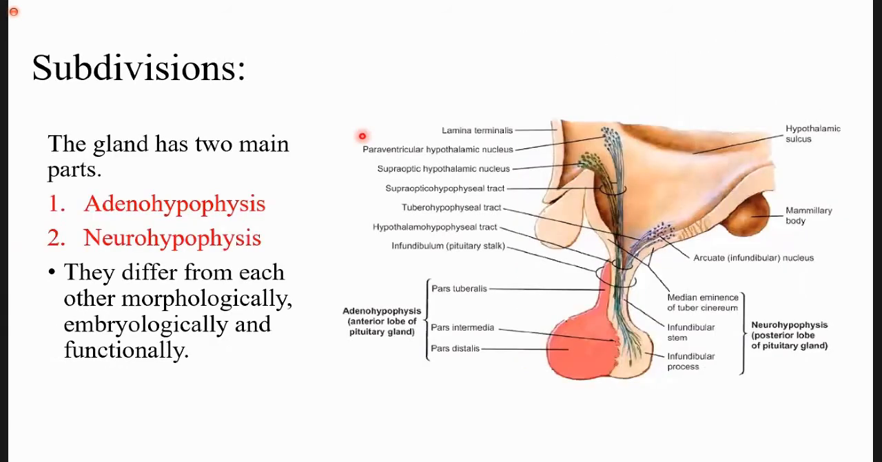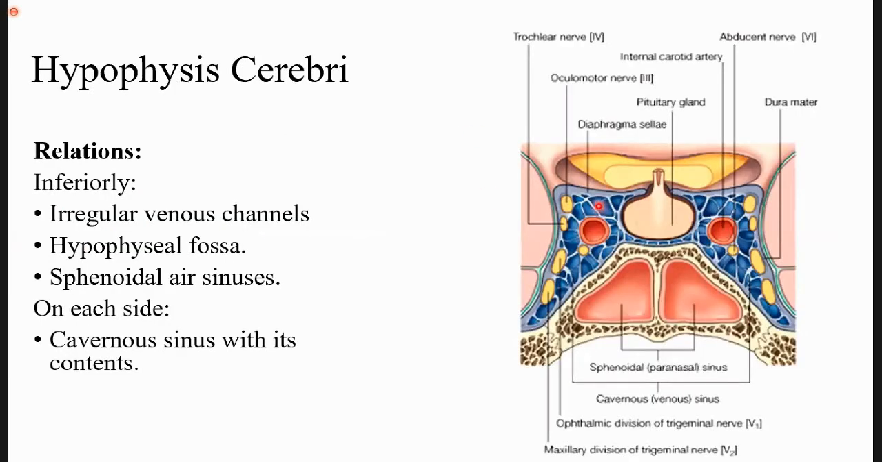Then on either side of the gland you can see the cavernous sinus with all its contents, and below you can see the sphenoid bone, the body of the sphenoid bone, having the sphenoidal air sinuses, and even below that would be the cavity of the nose, or nasopharynx, below that.